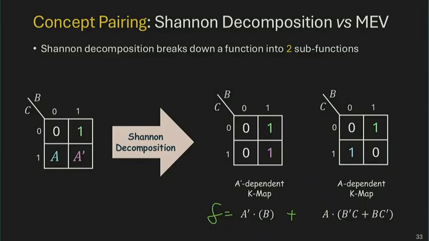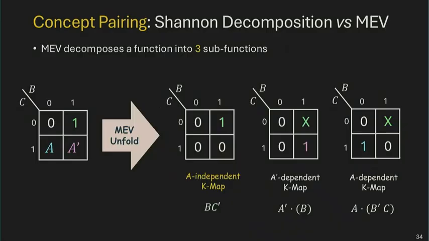You cut it by A. So A prime, A for 2 different K-maps. And each of these functions will be represented by the remaining variable, B and C's. Right? That's different from what we did with map-entered variable. So for the very same K-map, with MEV method, we have 3 K-maps. We have this additional A independent case. Right? And this K-maps also look somewhat different from what I had in that Shannon decomposition method.